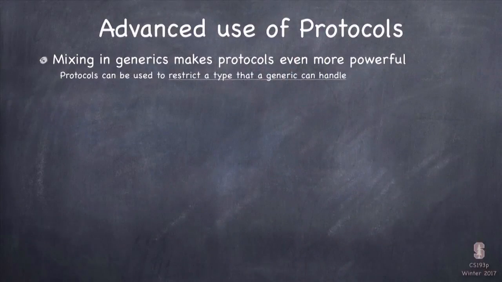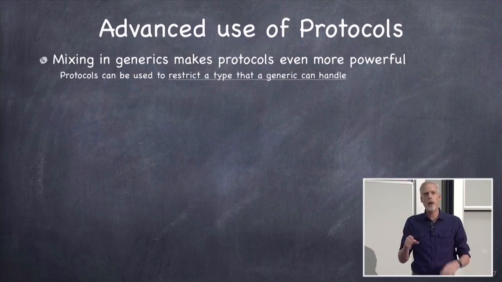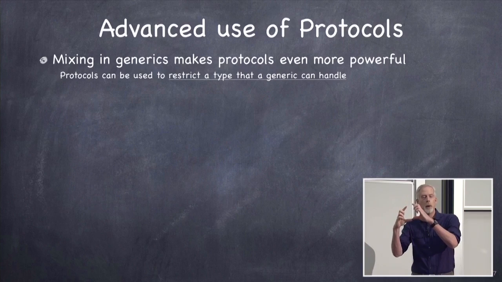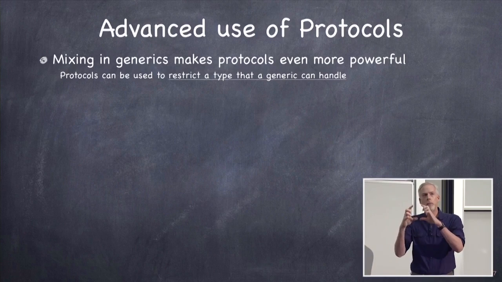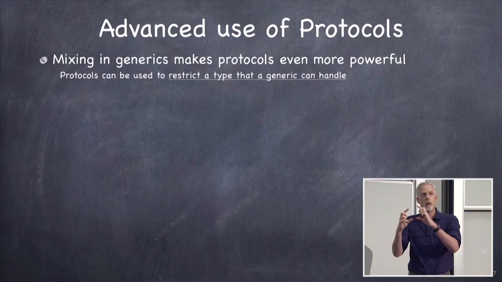Okay? So one thing that a protocol can do, that I'm not going to ask you to do, is that it can restrict the type of a generic. Everyone knows what a generic is, right? An Array<T> means that the array can hold any type in there. But that Array<T> could be restricted to things that implement a certain protocol.